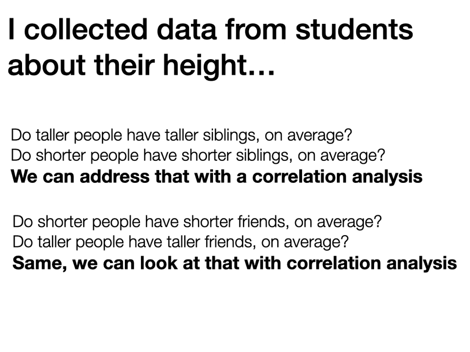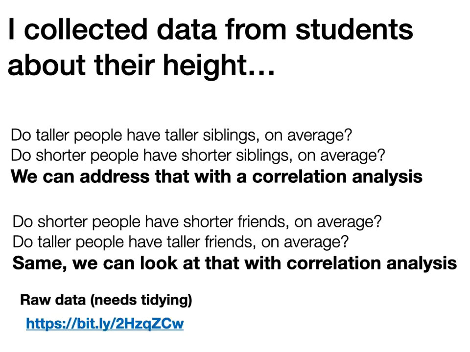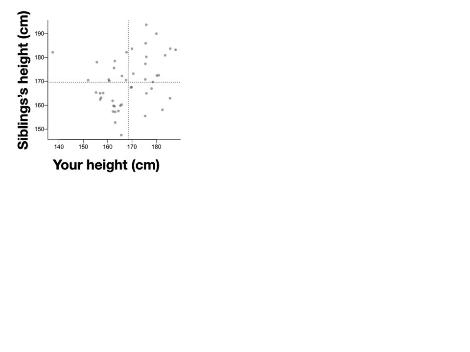We can also look at this question of whether people's heights tend to be correlated with the heights of their friends. So do taller people have taller friends on average? Do shorter people have shorter friends on average? Again, we can look at this with a correlation analysis. So you can take a look at the data we collected from the students. You can even download it and plot it yourself. If you go to the link on the bottom left there, you get the raw data, and then you get the version that I tidied up on the right, because students entered their heights in all kinds of different formats. So it needed some tidying.